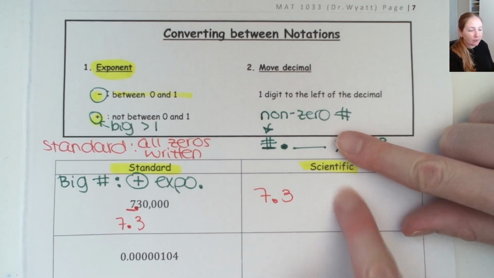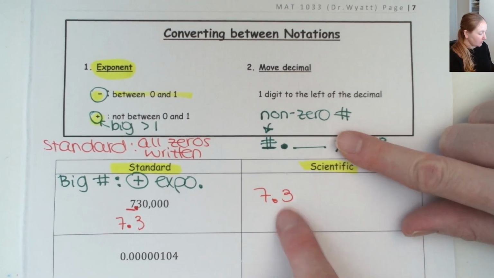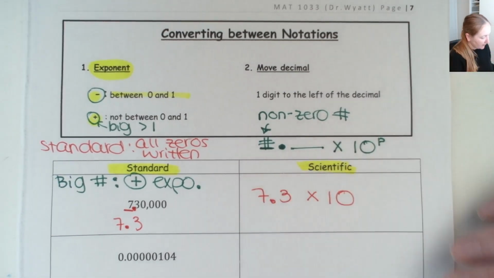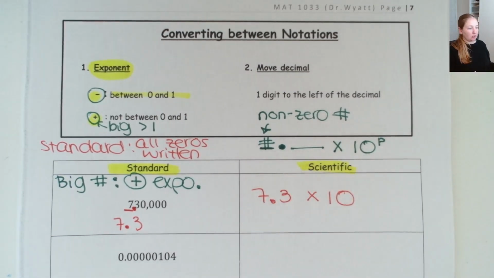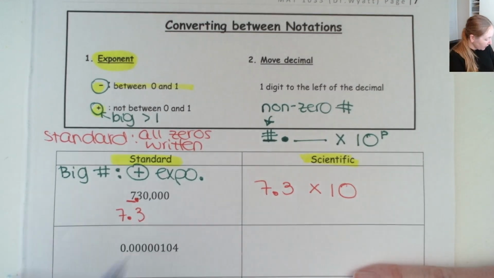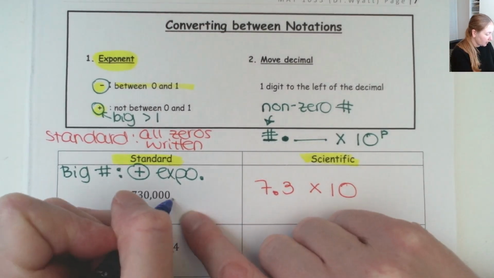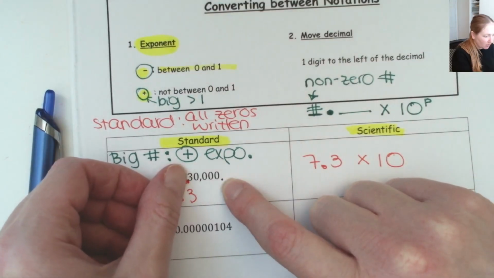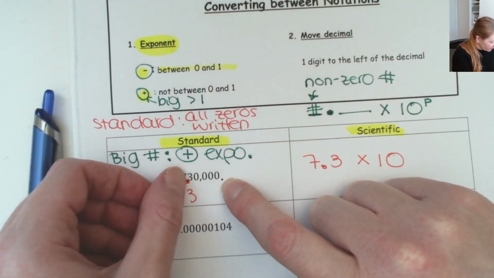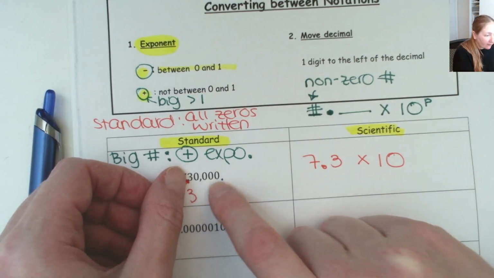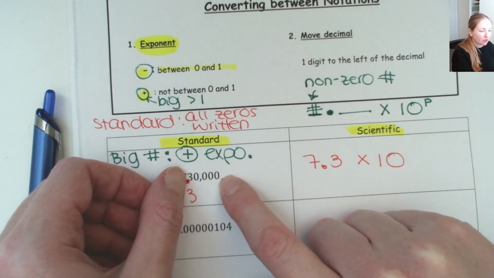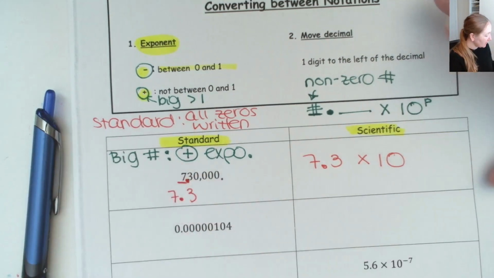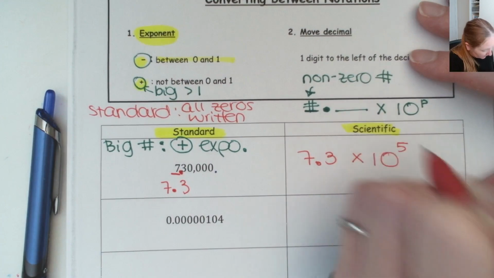And again, any zeros that are trailing, we just drop them and have 0.3. And then times 10. Okay, now how many digits did we move? We started with our decimal point understood after this 0. If you count the digits, I have 1, 2, 3, 4, 5 digits between where the decimal started and stopped. So that means my exponent is going to be 10 to the 5th.